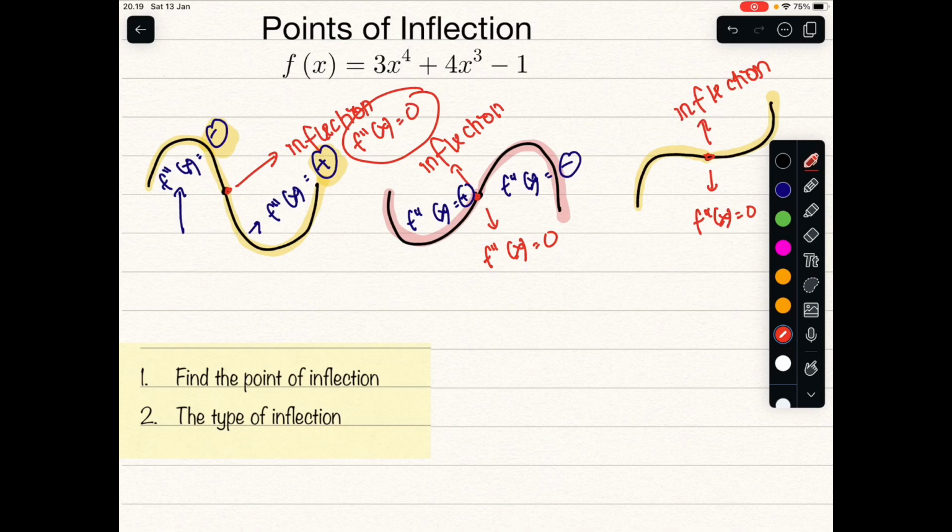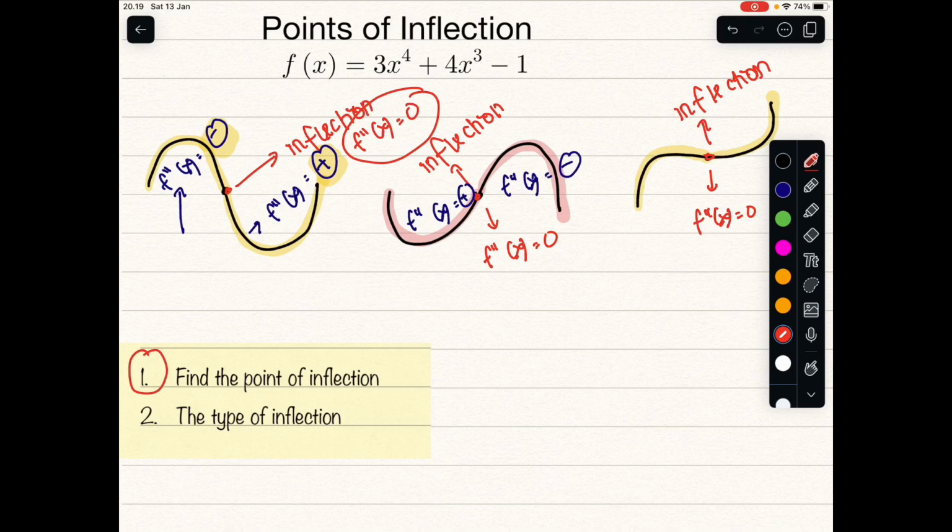Again, I'm going to repeat. Points of inflection occur first when the second derivative is zero, and then when there's a change in concavity. Because when the second derivative is zero, it's not always going to be a point of inflection. There's a certain case when the second derivative is zero but there's no change in concavity. Okay, so we already know how to find the points of inflection.